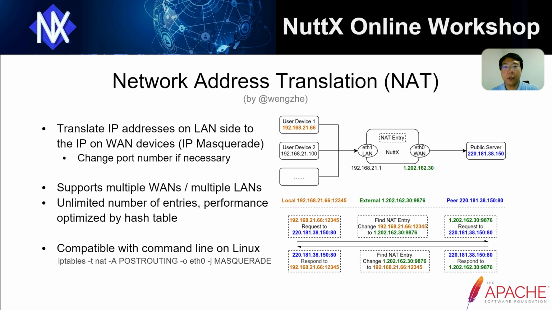We can support a limited number of entries, which means we can support as many connections as we can until we use all of our port numbers on each IP address on one side. These entries are saved in a hash table, so the performance of NAT won't decrease a lot even if we have thousands of entries.